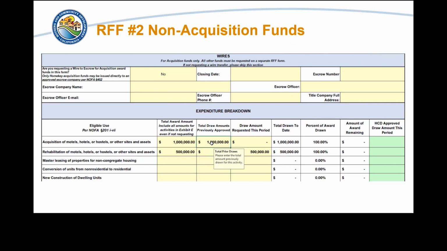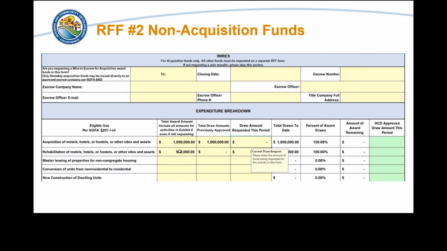Even though technically that first RFF has not been processed and approved yet, we are going to assume that it will be to make sure that the amount of award remaining balance calculates correctly. Then you will place 0 in the total draw amount requested this period.